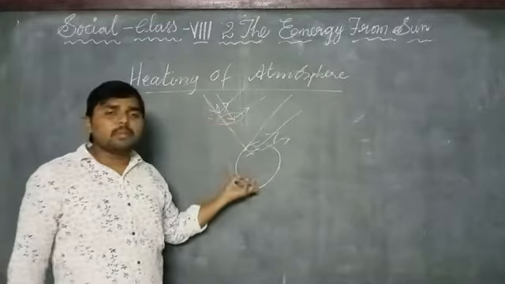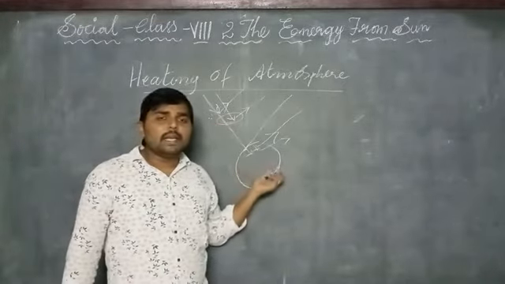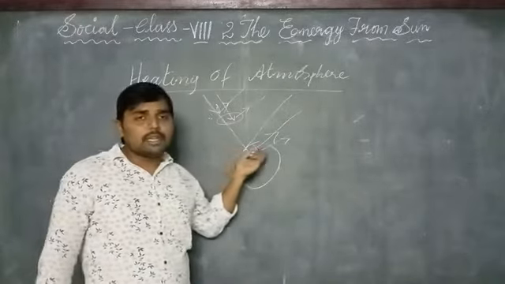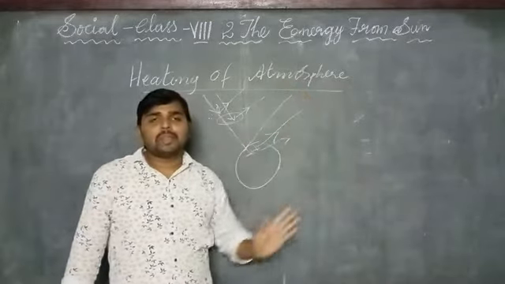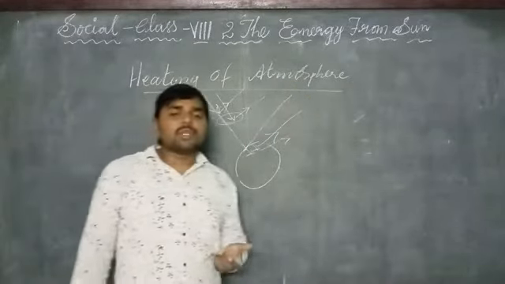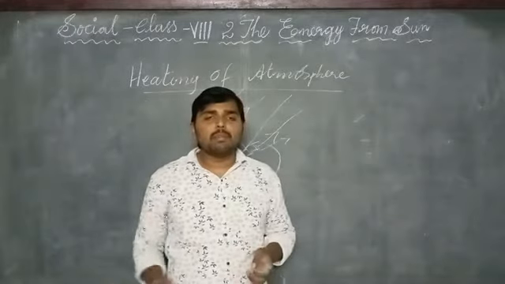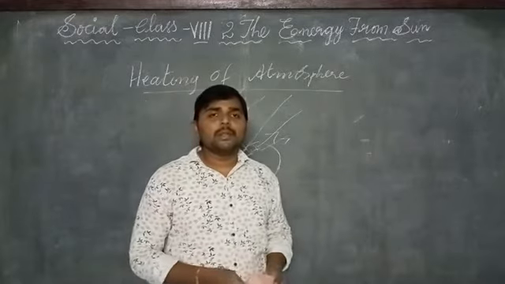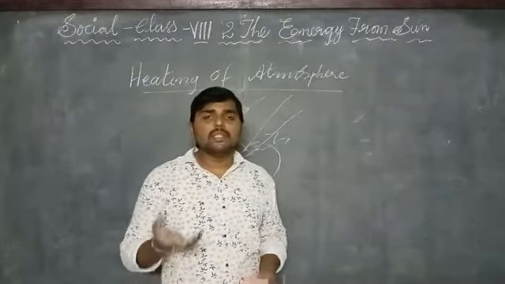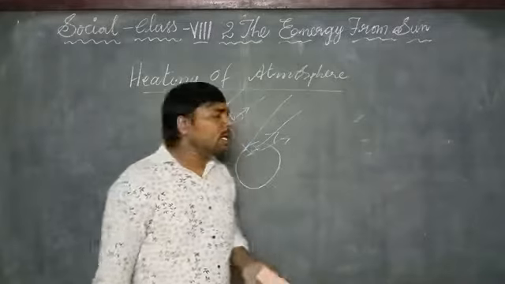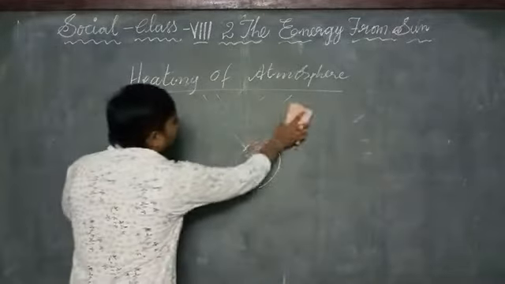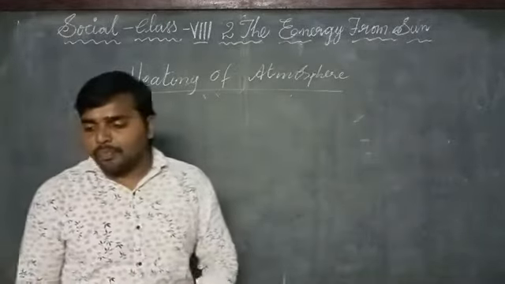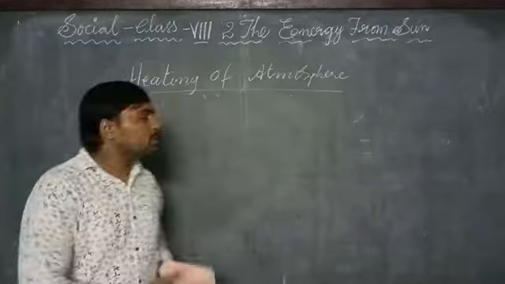After absorbing some amount of solar energy, the remaining amount is reflected to the atmosphere. Whenever the sun rays are reflected back to the atmosphere, it heats the atmosphere. Due to the earth's radiation, the atmosphere will be heated. In this way the heating of atmosphere process is done on the surface of the earth. Now let us see about global warming.